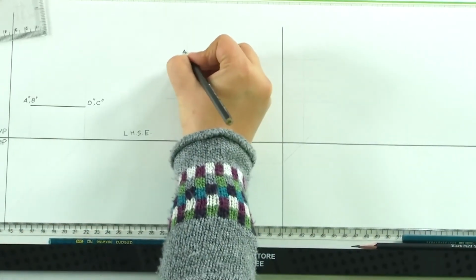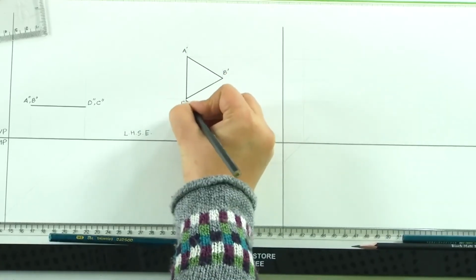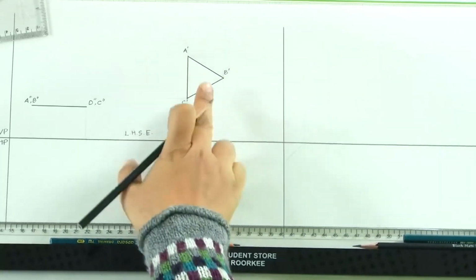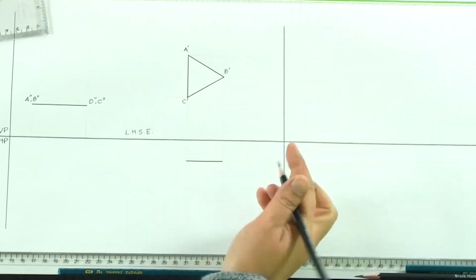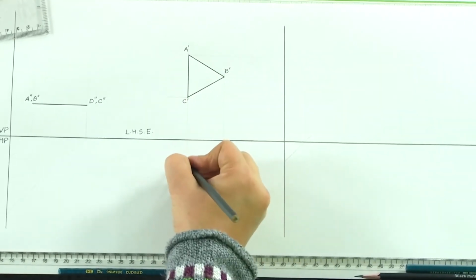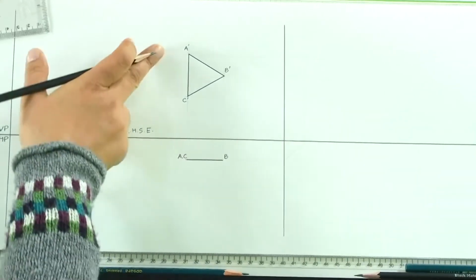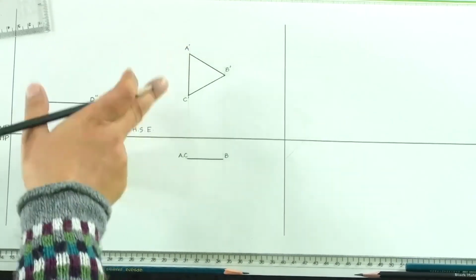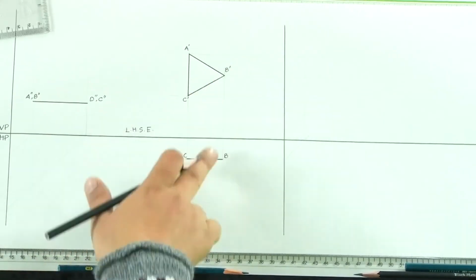So, what we have is a triangle, say ABC. This is the front elevation of it. Now, if you see it in the plan, what do you get? You get A, C and B here, because from the top you will see A first and then you will see C. So, A comma C, B here.